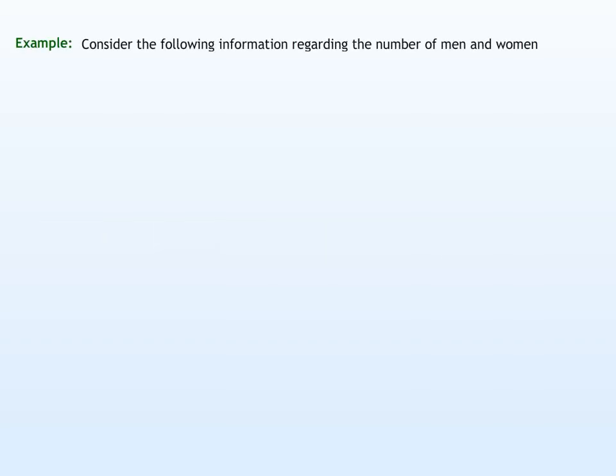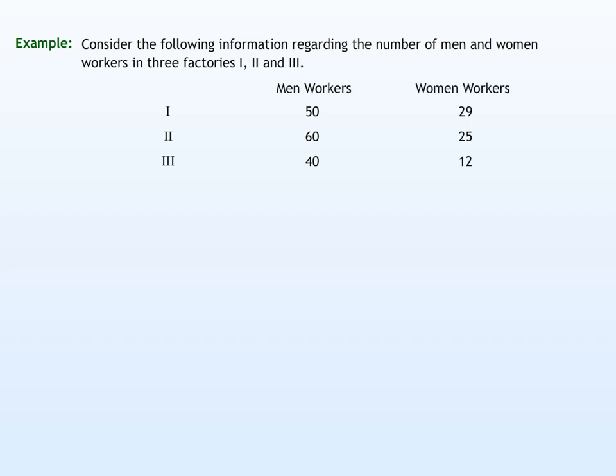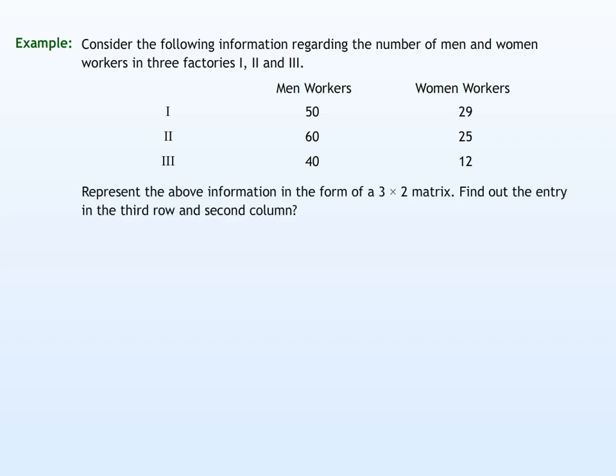Consider the following information regarding the number of men and women workers in 3 factories, 1, 2, and 3. There are 50 men workers and 29 women workers in Factory 1. In Factory 2, there are 60 men workers and 25 women workers. In Factory 3, there are 40 men workers and 12 women workers. First, represent the information in the form of a 3 by 2 matrix, then find out the entry in the third row and second column.